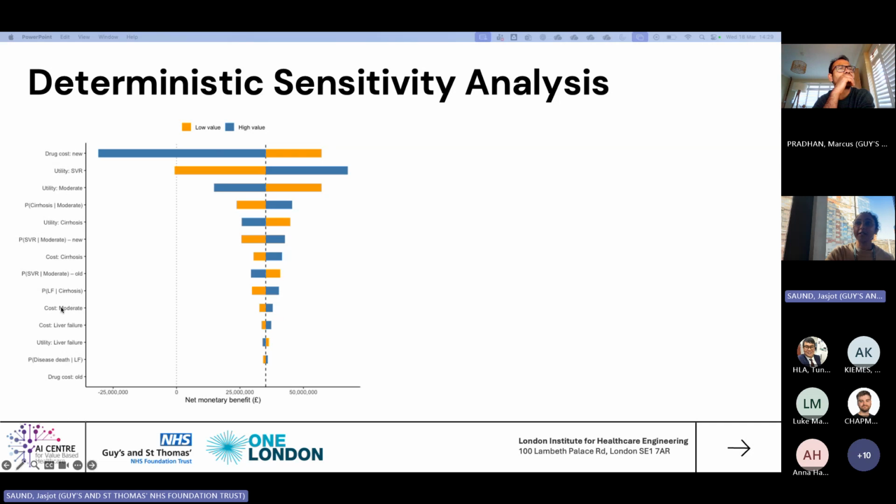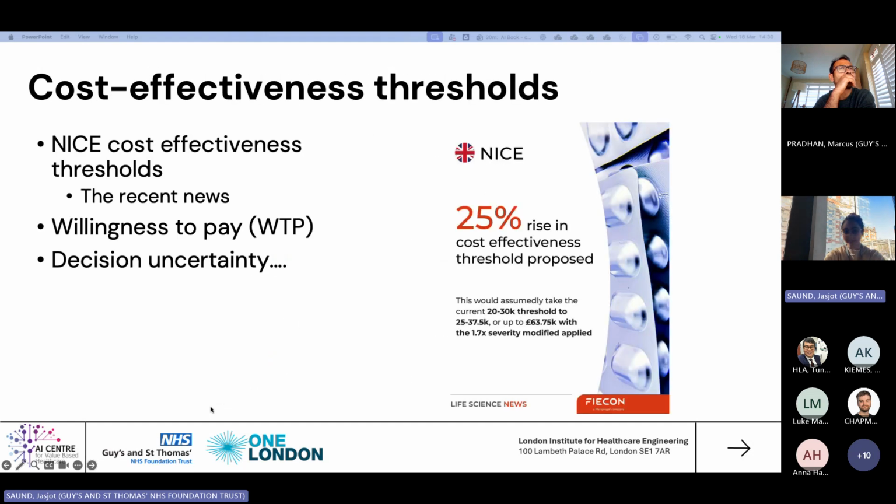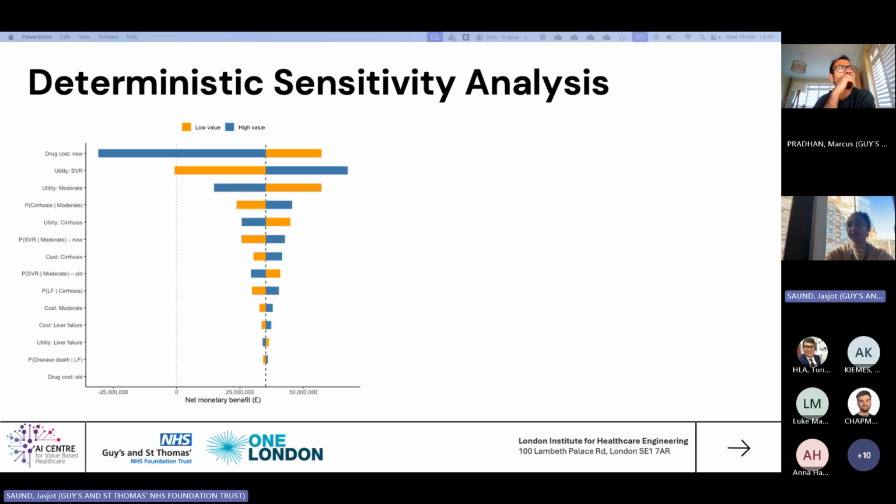So this example is just a hepatitis example of comparing a new drug and an old drug. And it shows that if we change one parameter at a time, which of these parameters are having the biggest influence on the cost effectiveness ratio. So this is using net monetary benefit, which is basically integrating the willingness to pay, so NICE's threshold, into our cost of our ICER. So you can see straight away which ones will cross the threshold.